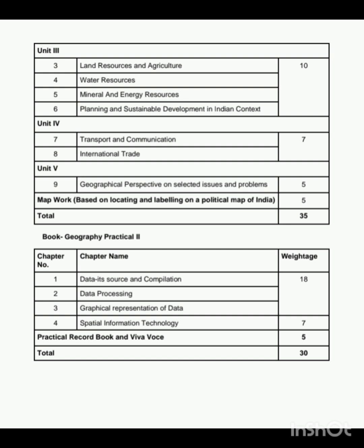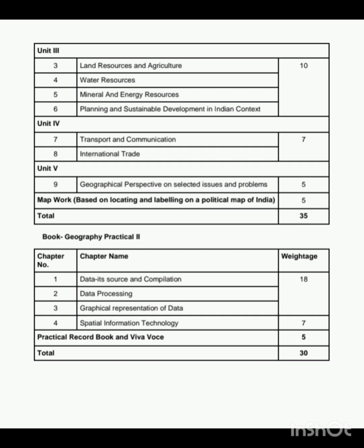Then after that you can go for unit 4, transport and communication and international trade. After unit 3 you can go for unit 4 of book 2, I am talking about India, People and Economy. Then you can go to the first unit, population distribution, density, growth and composition, because it consists of 5 marks.